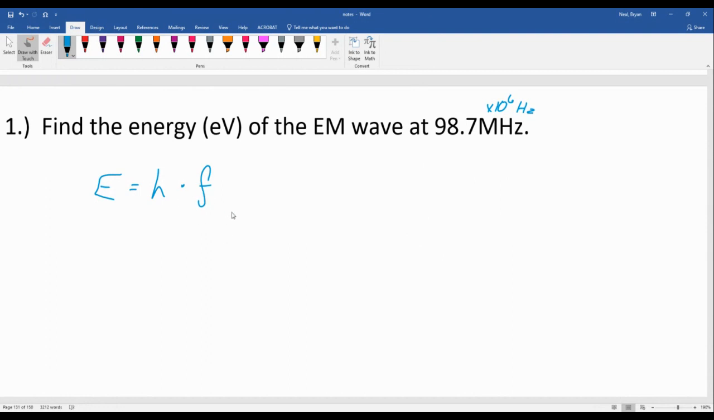It has a few different formats depending on what types of units we're looking for. And because we're looking for something called electron volts, which is important for electron transitions and looking at things like lasers and X-rays, then we want the version of Planck's constant that uses electron volts. So we have 4.14 times 10 to the negative 15 electron volts times seconds.